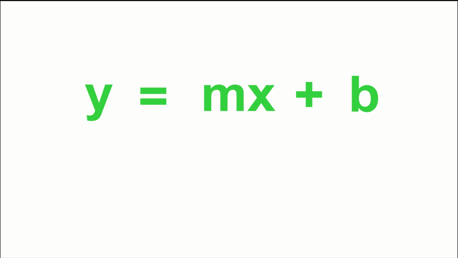When we have our equation, we use the format y equals mx plus b. That is our slope-intercept form. Y is always going to be part of the equation. X is going to be part of the equation. M and B: M is our slope, B is our y-intercept.